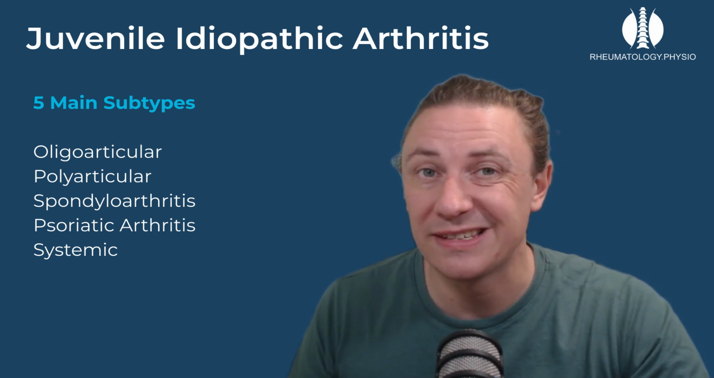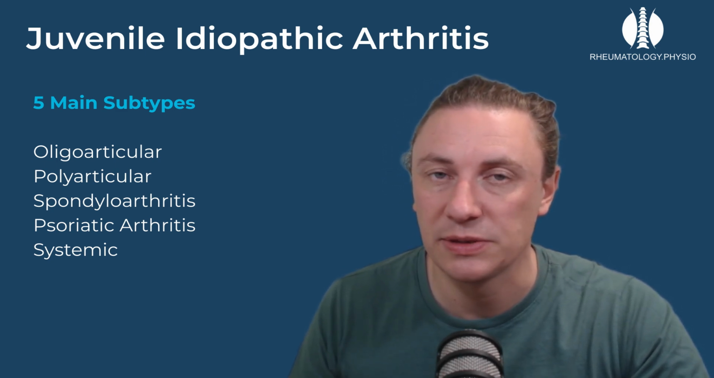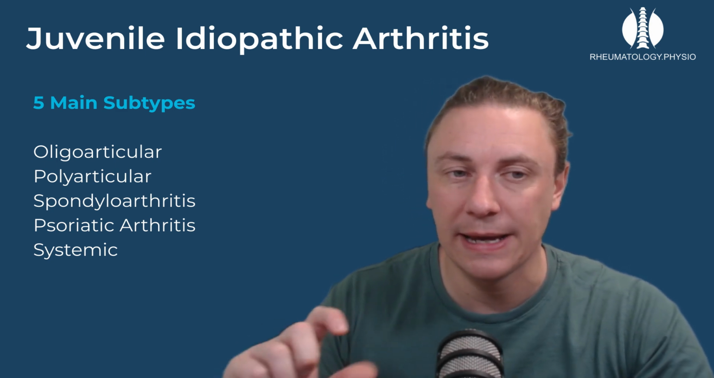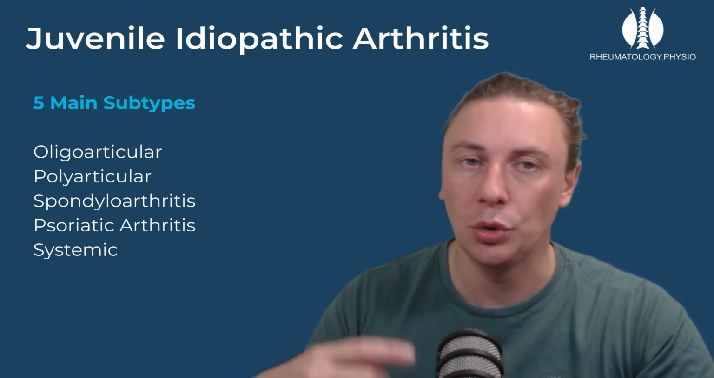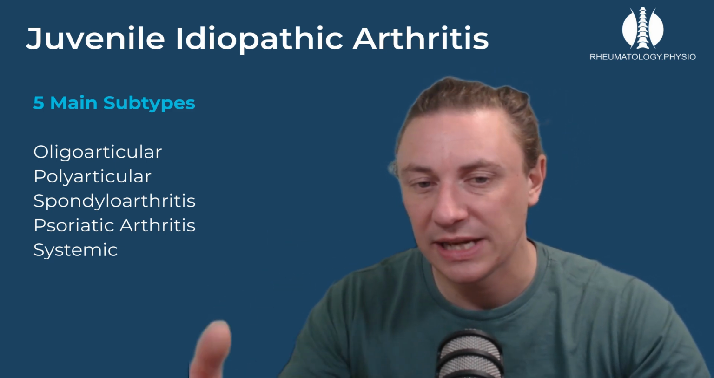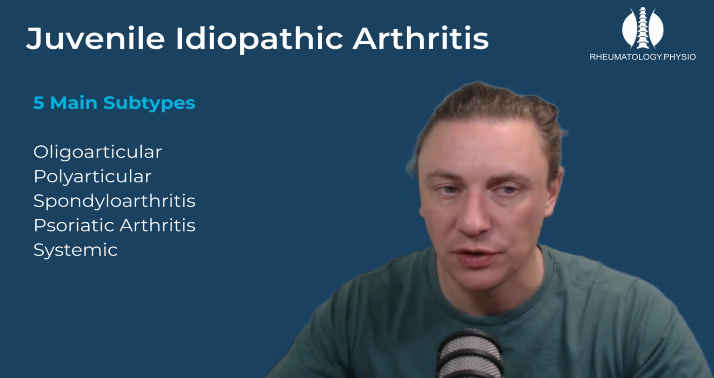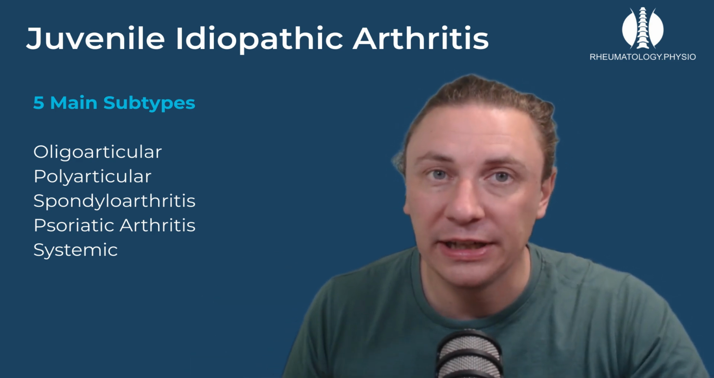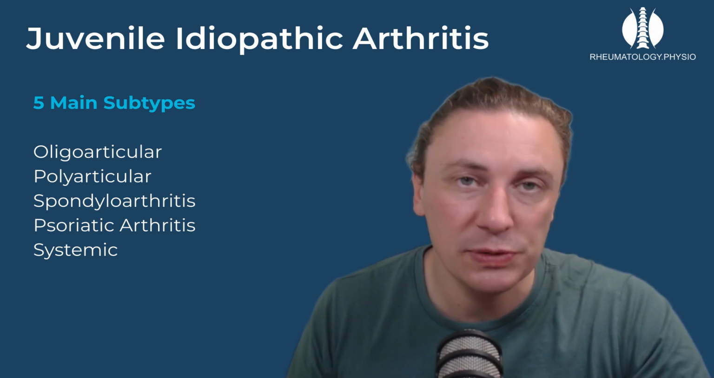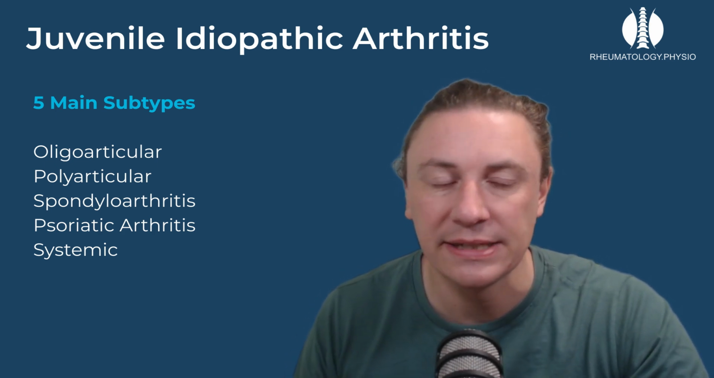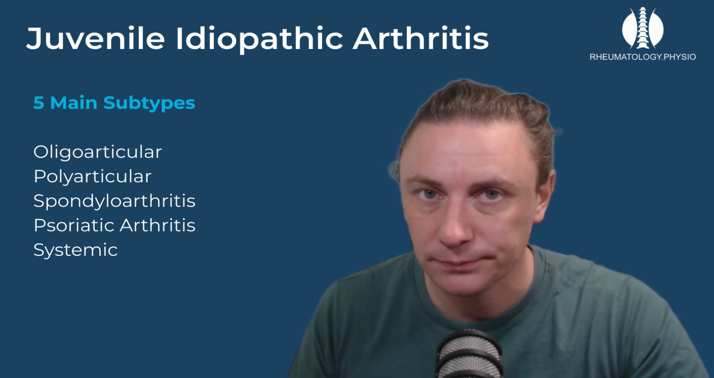We also will see psoriatic arthritis in the juvenile idiopathic arthritis population. They don't typically separate those out in the adult population, but the reason they do in the juvenile population is, as we go on to talk about it later, there are some slight differences again in prevalence and age of onset. And then finally, systemic juvenile idiopathic arthritis, previously known as Still's disease. That is the 5th category.